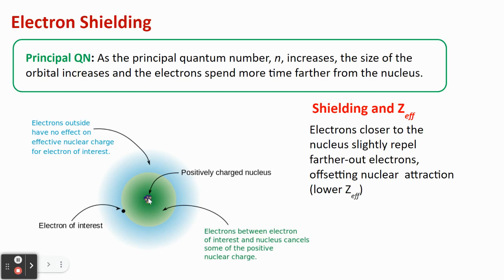So we've got the positive nucleus and the negative electrons, and we know that positives and negatives are attracted to each other. But the more electrons we have between the positive nucleus and the negative electrons, it's going to decrease the attractive force this electron feels. And we would call that the effective charge. So electrons closer to the nucleus slightly repel outer electrons, offsetting their nuclear attraction.